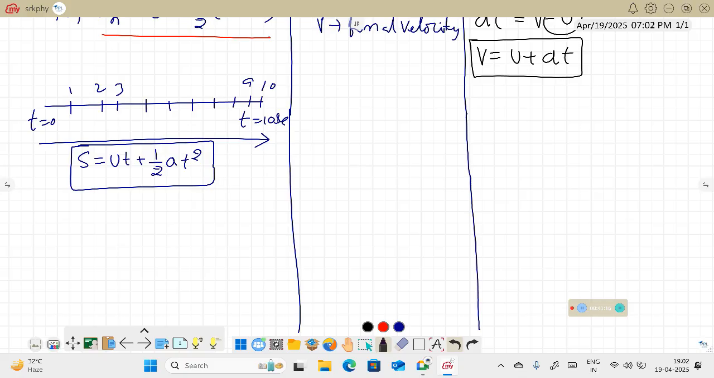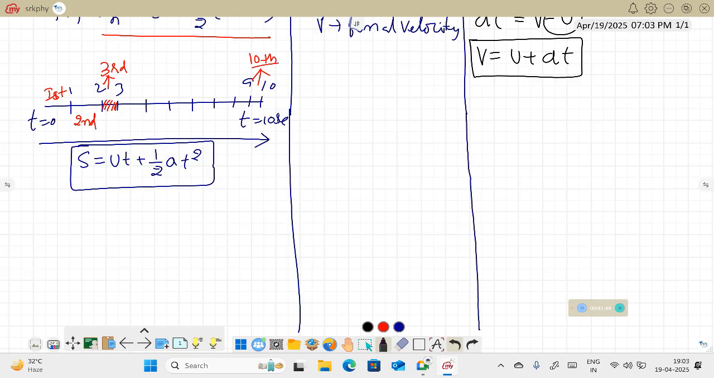What you were explaining. The question will be asked like this: what is the distance traveled in the third second? Third second means what? 0 to 1 is called the first second. 1 to 2 is called the second second. 2 to 3 is called the third second. Understanding? And this one is called the 10th second.